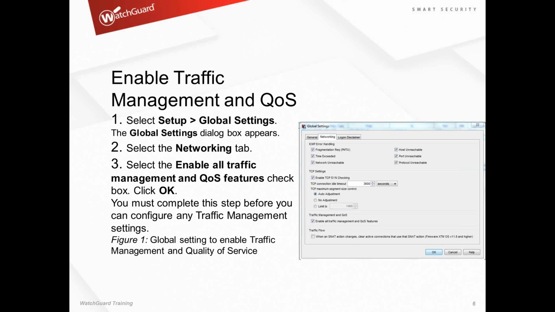So the way we do that is simply go to Setup through Policy Manager, go into Global Settings, and then we have the dialog box that appears there. We're going to select the Networking tab right here, and we're going to select Enable All Traffic Management and Quality of Service Features checkbox, which is right here, and we're going to click OK.